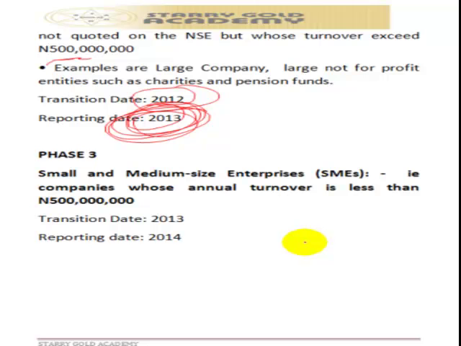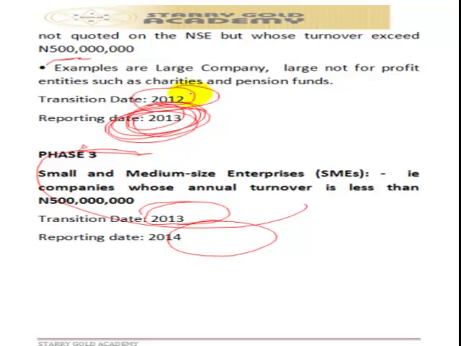Now, if your company is not under phase 1, that is, it is not a PLC, and it is also not under phase 2, its turnover is below 500 million naira, then definitely the company must be under phase 3. Phase 3 is for those whose turnover is less than 500 million naira. In fact, all other companies not covered under phase 1 and phase 2 are covered under phase 3. Examples are small and medium enterprises, that is, companies whose turnover is less than 500 million naira. Their transition date is 2013, while their reporting date is 2014.